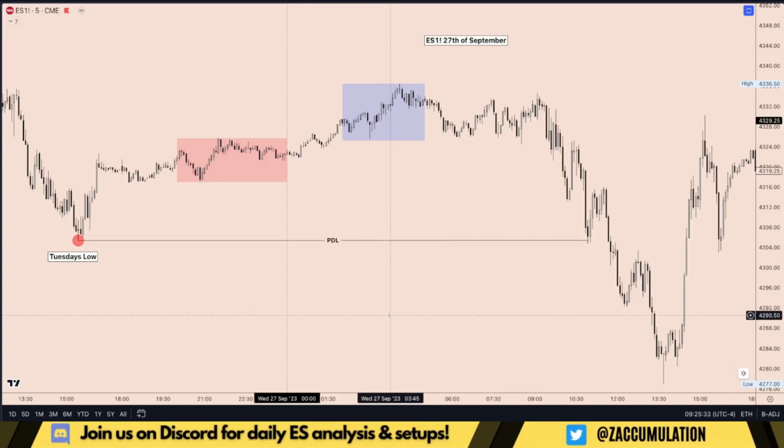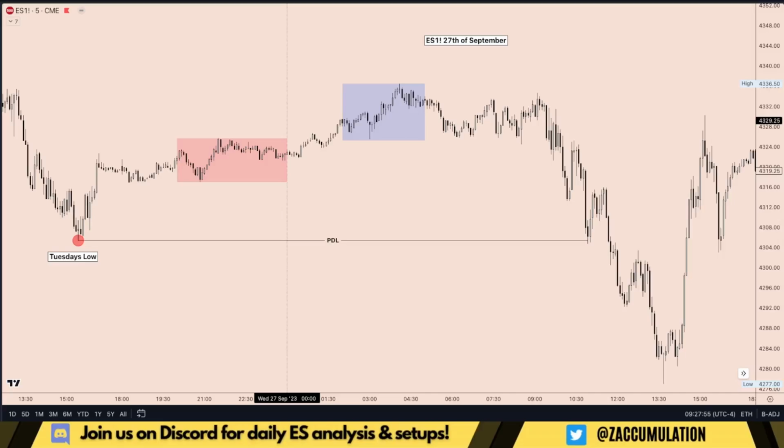So if you want to, do a little exercise, go back to your TradingView chart and try to see if you can identify the free drives pattern on the 27th of September 2023. Pause the video here for a second and come back to it once you've done your analysis.